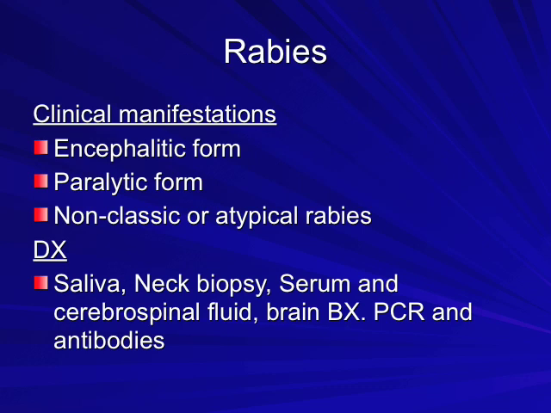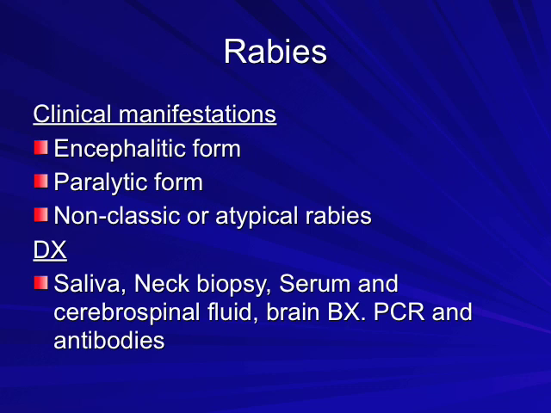For the diagnosis, immediately, if you're suspecting a case, you should call the health department or the CDC, and you should collect saliva, try to obtain a neck biopsy, serum and CSF. Brain biopsy is rarely performed in a live patient these days. The neck biopsy is about 6 millimeters deep and includes hair follicles in the hairline. And the serum and CSF, what do you need to send them for? For antibodies and PCR.